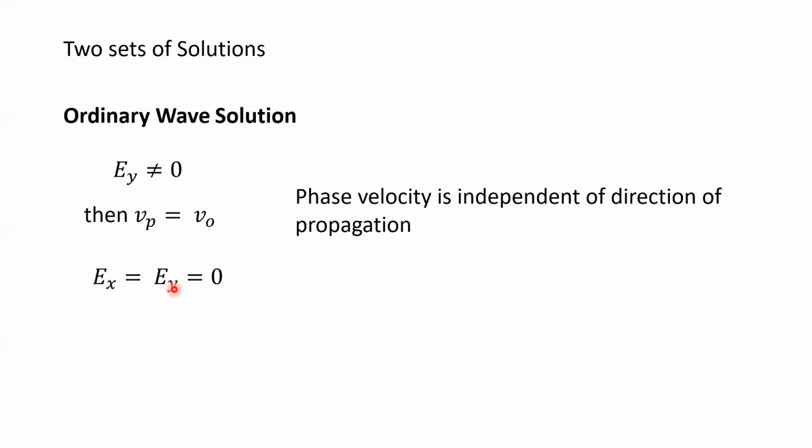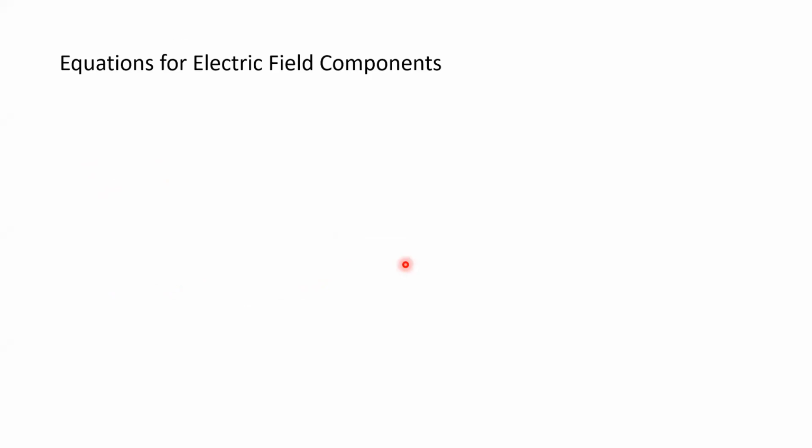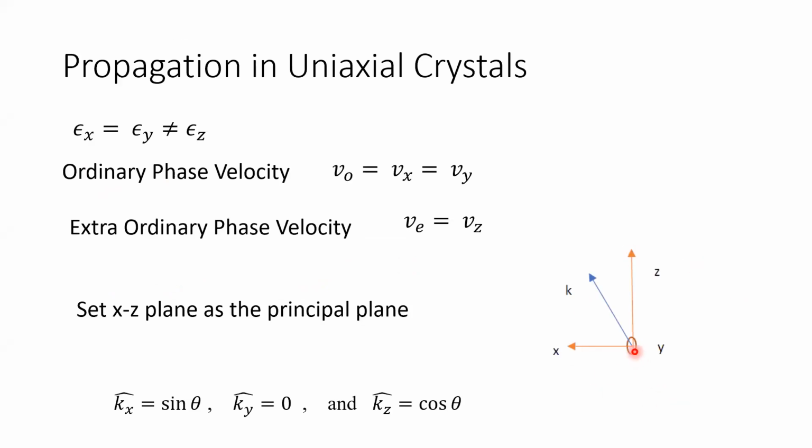We also have Ex equal to Ez equal to 0. So the polarization, remember, polarization is given by the direction of E. In this solution, only Ey is not 0. And what was Ey? If you go back to the diagram which we showed in an earlier slide, Ey is coming out perpendicular to this plane. And this plane is called the principal plane. Remember, the definition of principal plane is the one which contains the optic axis, in this case the z-axis, and the direction of propagation.